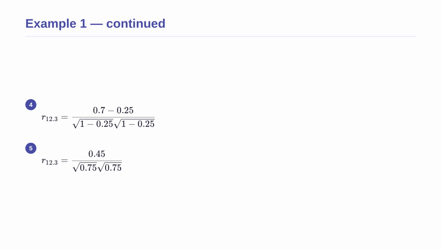Continuing with our calculation, we need to carefully simplify the numerator and the denominator step by step. In the numerator, multiplying 0.5 by 0.5 gives us 0.25. Subtracting this overlapping variance from the direct correlation of 0.7 leaves us with 0.45. Down in the denominator, squaring 0.5 also gives 0.25. Subtracting this from 1 gives 0.75 under both of the square roots. When you multiply the square root of 0.75 by itself, the square root simply disappears, leaving us with exactly 0.75 in the denominator.